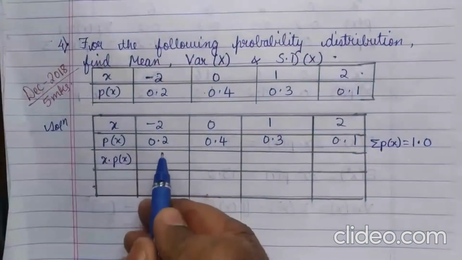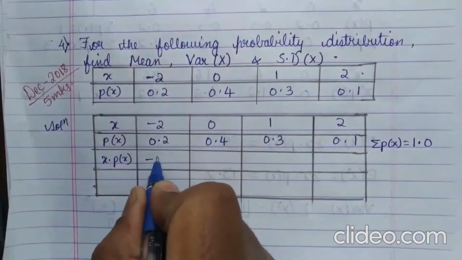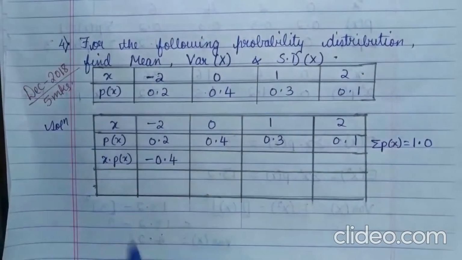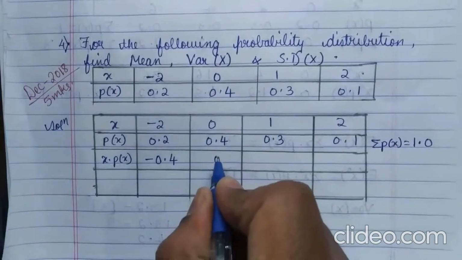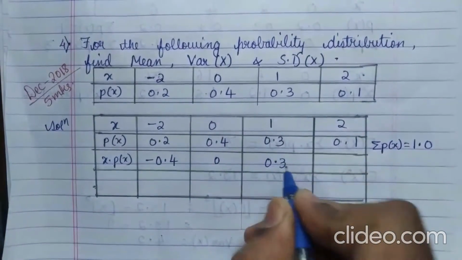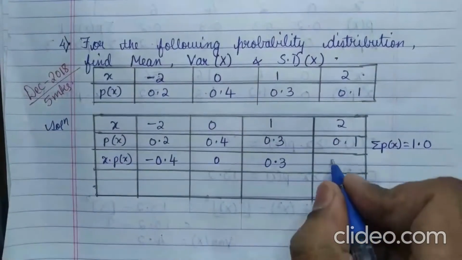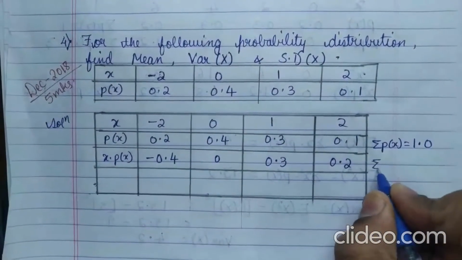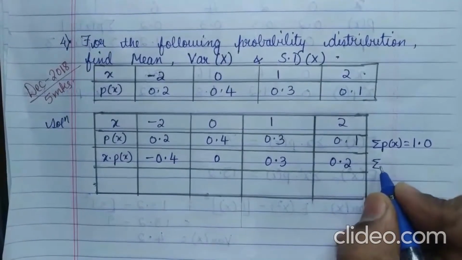So minus 2 into 0.2: minus into plus is minus, and 2 into 0.2 is 0.4. 0 into any number is 0. 1 into any number is the same number. And 2 into 0.1 is 0.2. Find out summation x into p of x.